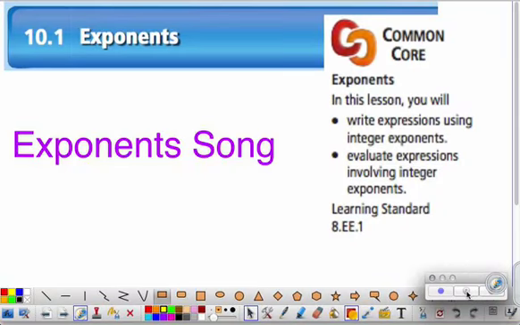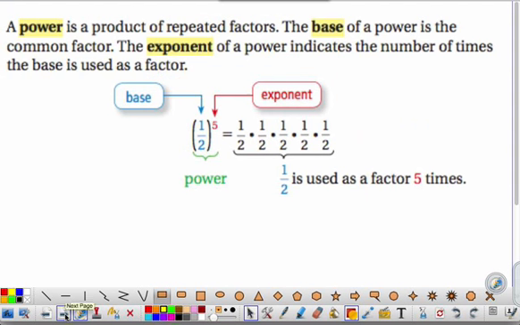Okay, today our topic is exponents. We're going to write expressions using integer exponents, and we're going to evaluate expressions involving integer exponents. A power is whenever you have the product of repeated factors.